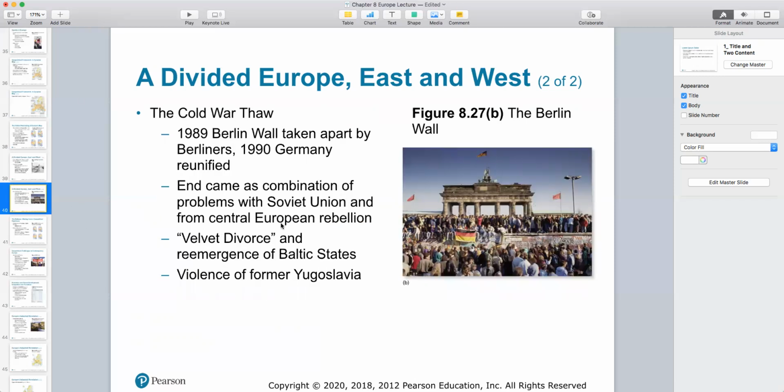Now, we did see the Cold War thaw, the symbolic end of the Cold War with the collapse of the Berlin Wall, which happened in 1989. It began with the election of a non-communist leader in Poland. Contributing factors include problems with the Soviet Union and rebellion in Eastern Europe. Many of the European states were redrawn through reunification, such as Germany, and separatism as well, such as Czechoslovakia and Yugoslavia.